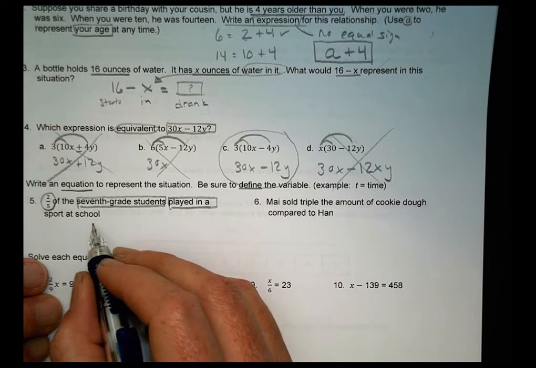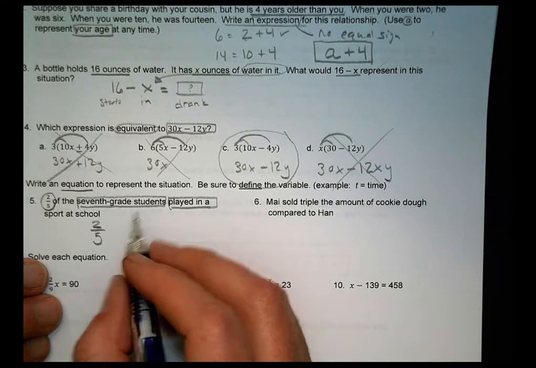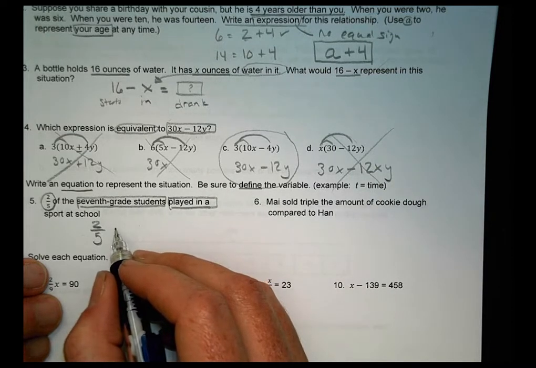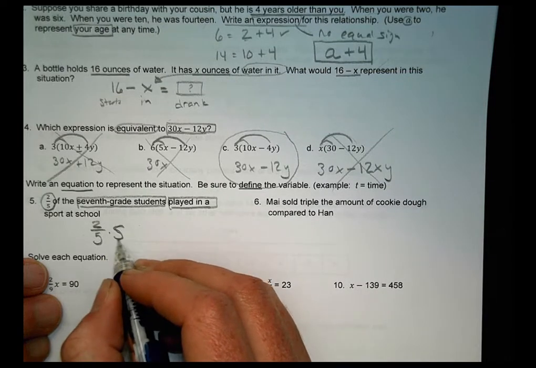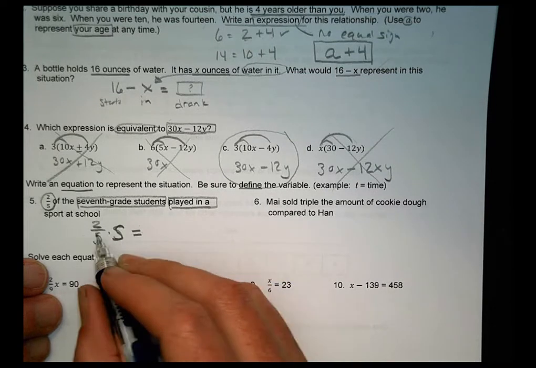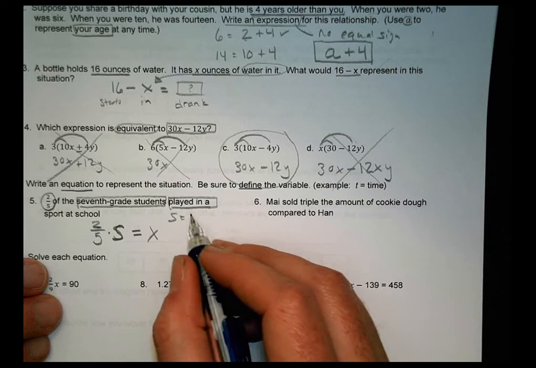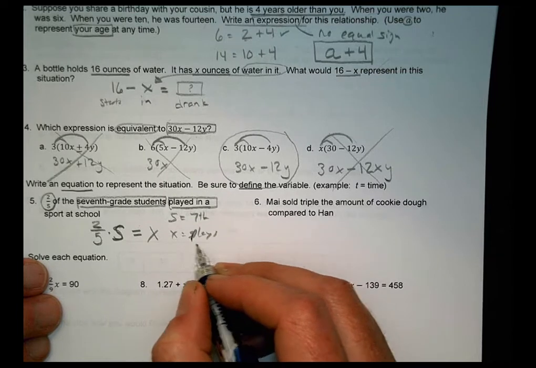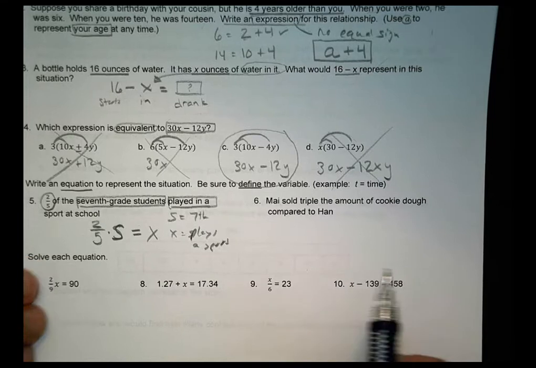All right, so in our case here, we know that we have 2/5 of the 7th grade. So the variable could be S for students. So 2/5 of the students play what? How many of those are going to play a sport? Well, 2/5 of students play a sport, and we can do X for sport. So S equals the 7th grade students, and X equals plays a sport. Something like that. Okay? Go ahead and do number 6 on your own there.